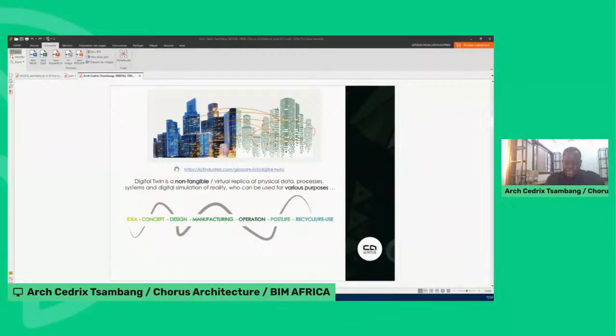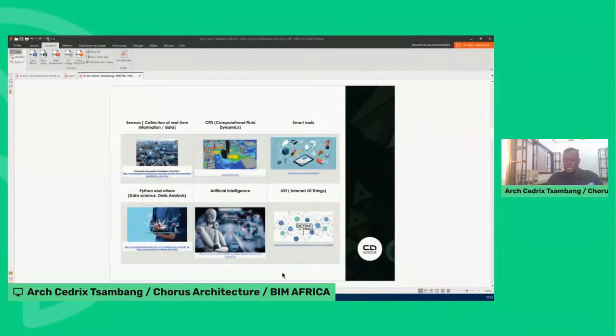It's the same thing with concepts. When you don't develop concepts from rooted ideas, you might start with concepts that are not contextualized and that are not solving the right problem. Like Einstein once said, if you have 1 hour to save the world, you would spend 45 minutes defining the problem. So in that case, we use digital twin, defined as a non-tangible virtual replica of physical data. Why non-tangible? We'll see it later.